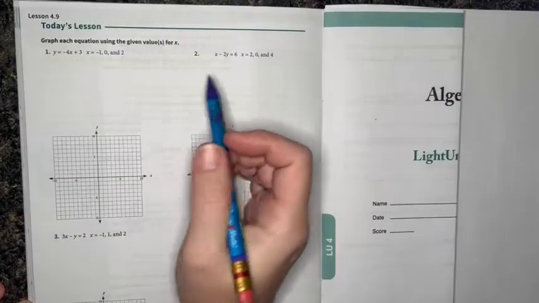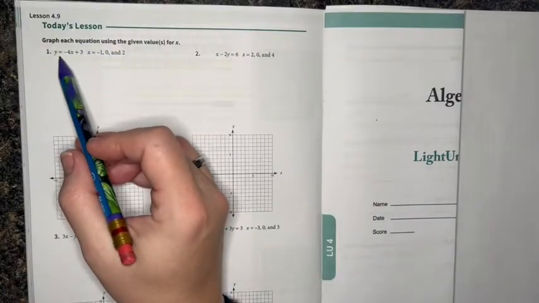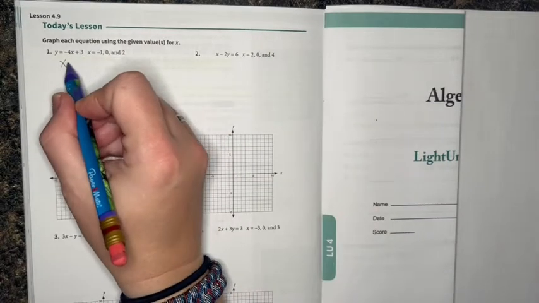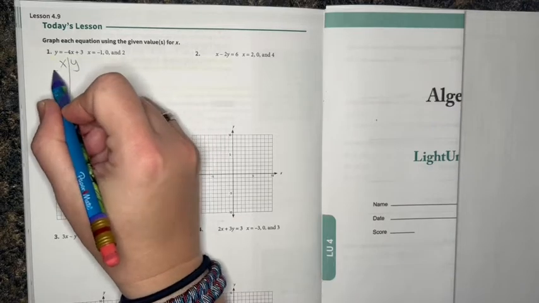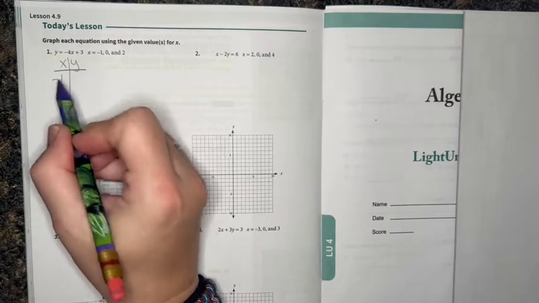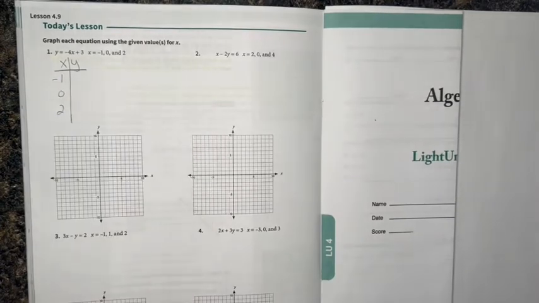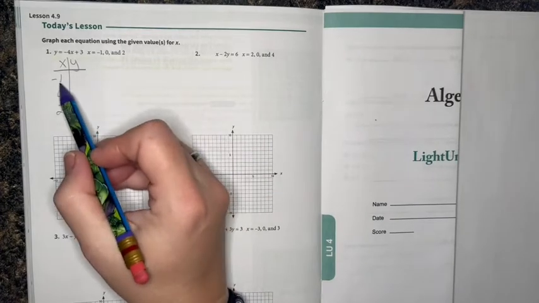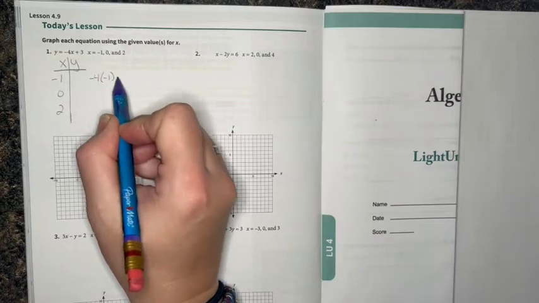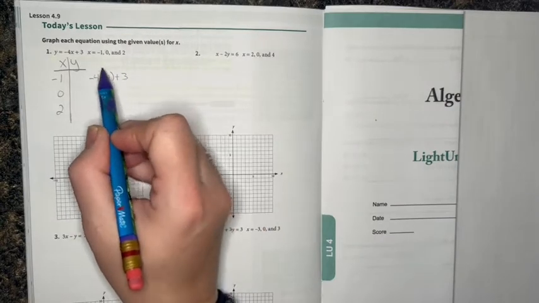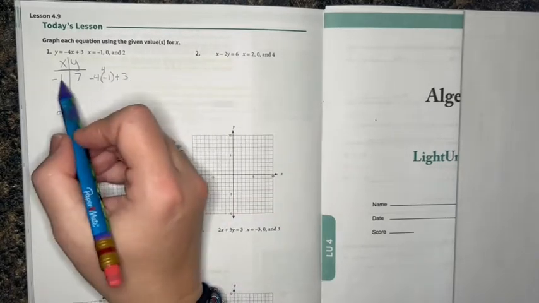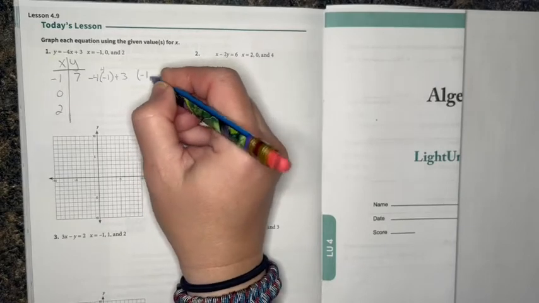So at the top of page 38, we are given the linear equation y equals negative 4x plus 3. And they've given us our x values. So I'm going to start my xy chart. Again, you can do this however you like. We're using the points negative 1, 0, 2, and we're going to solve for that. So when x is negative 1, y is negative 4 times negative 1 plus 3. Negative 4 times a negative 1 is a positive 4. 4 plus 3 is 7. So when x is negative 1, y is 7.